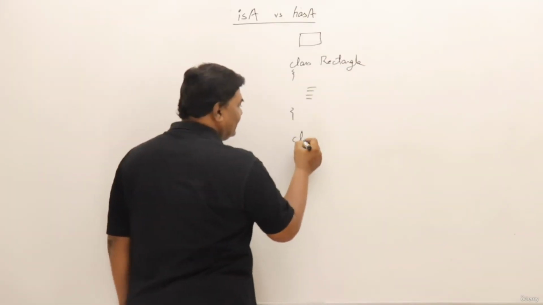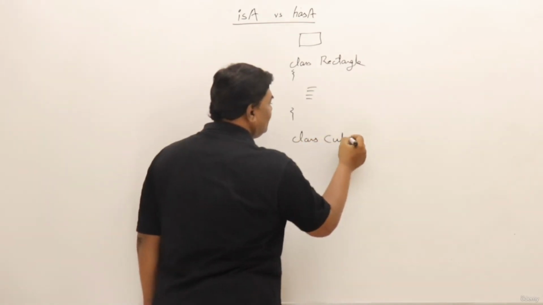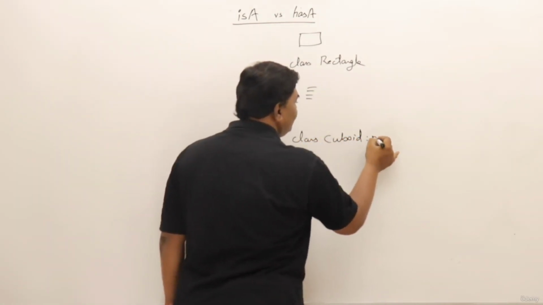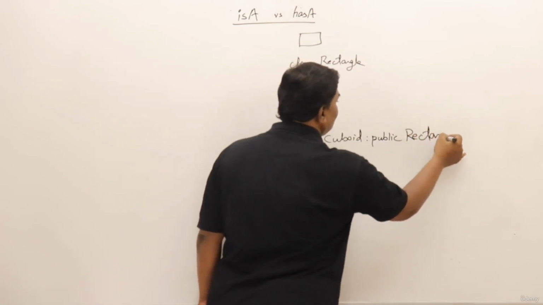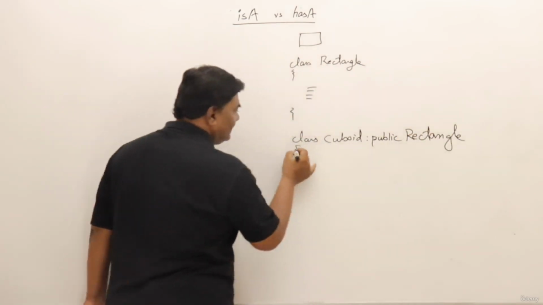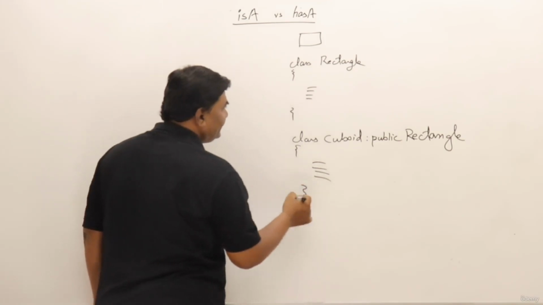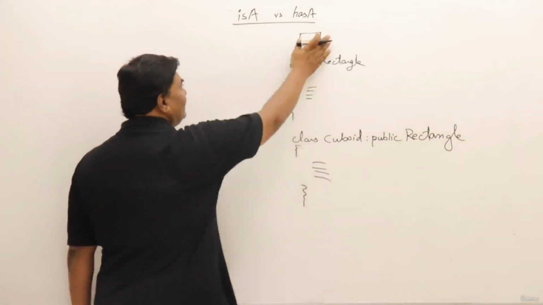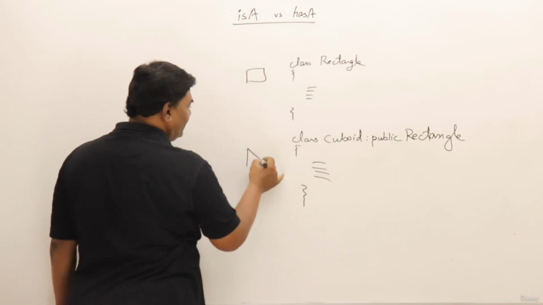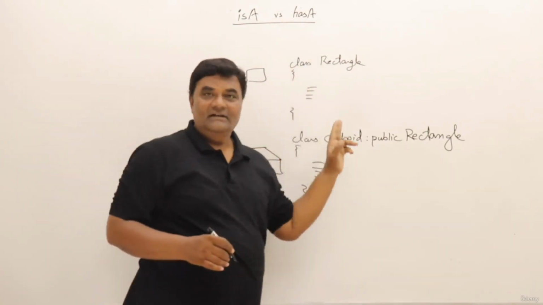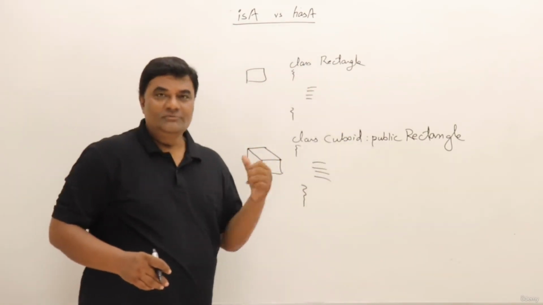Next I have a class called cuboid. We already wrote this, which is inheriting from rectangle. And it is having something inside, some members are there. So I'll draw this one. This is a rectangle and this is cuboid. Rectangle and cuboid.